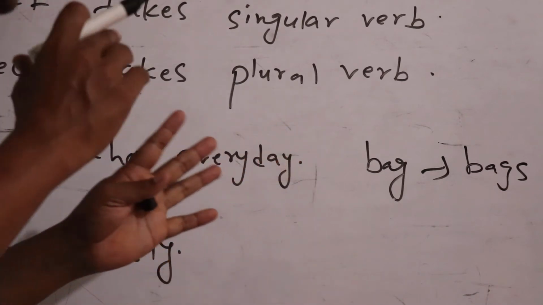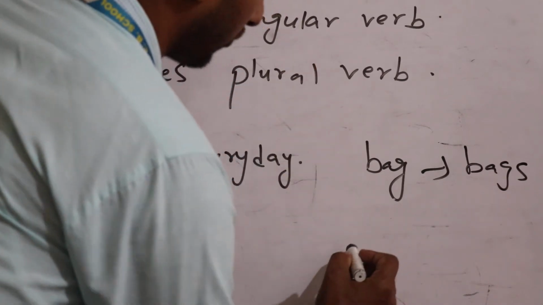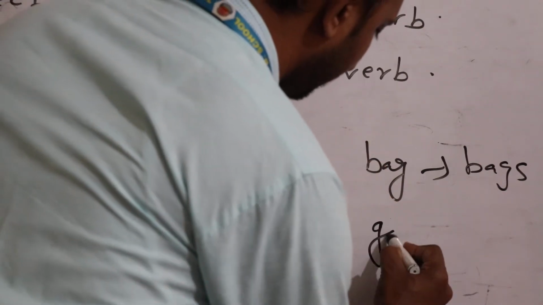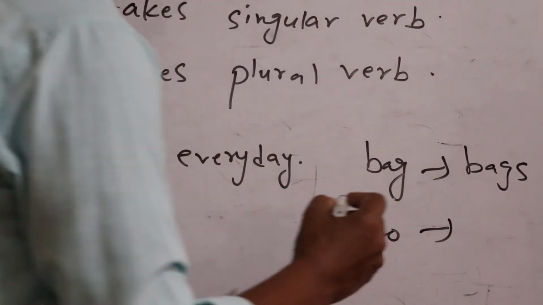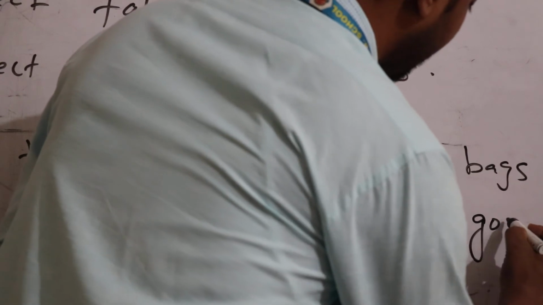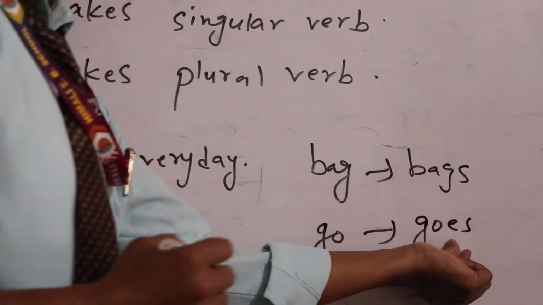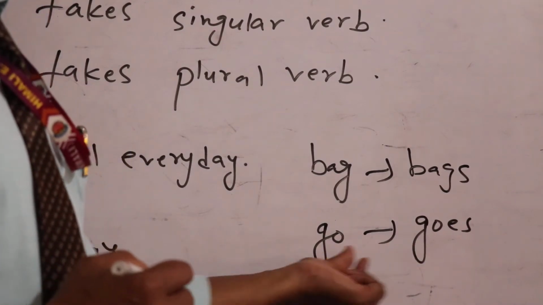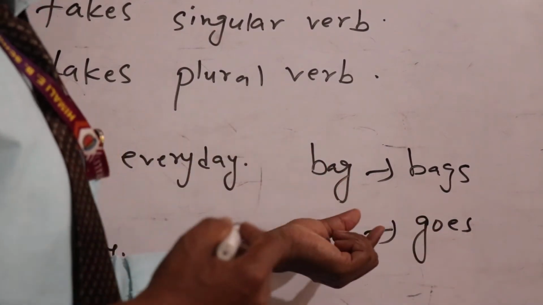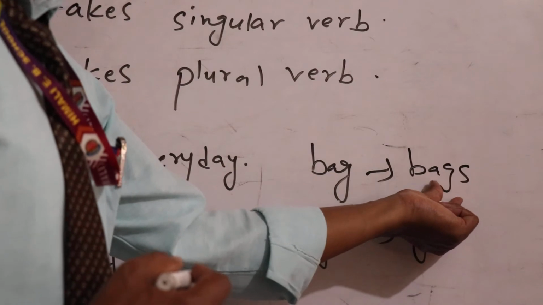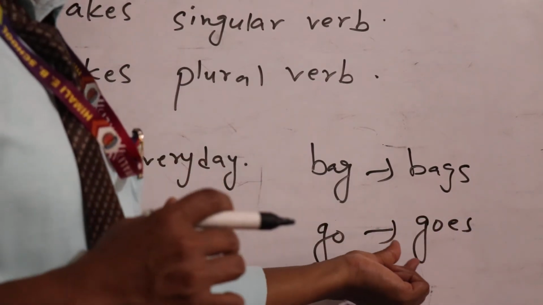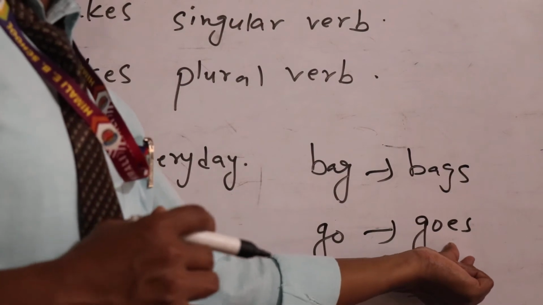But just opposite to it. When we add s and es in a verb, for example, go, and when we add es here, it becomes singular. It is a plural verb and it is a singular verb. Just opposite. In a noun, when you add s, it becomes plural. But in a verb, when we add es or s, it becomes singular.